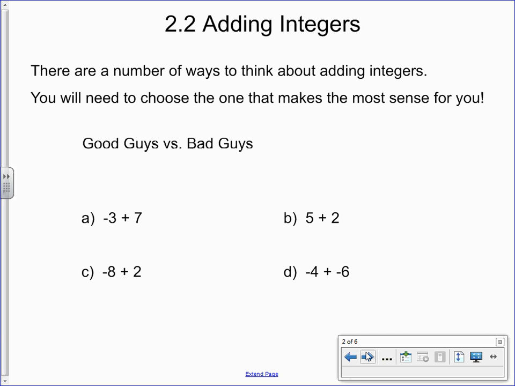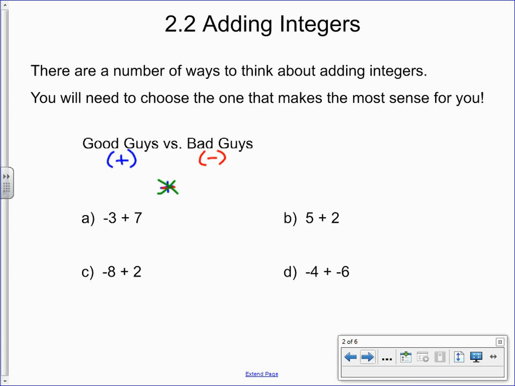Good guys are positive. Good people are positive. Bad guys are negative. So we're going to take this concept that if you have a good guy and he is attacking or coming after a bad guy, what happens is they end up taking each other out and leaving us with nothing. This goes back to our introduction to integers that says when a positive and a negative are together, they have no value, they cancel each other out, they knock each other out, they equal nothing.